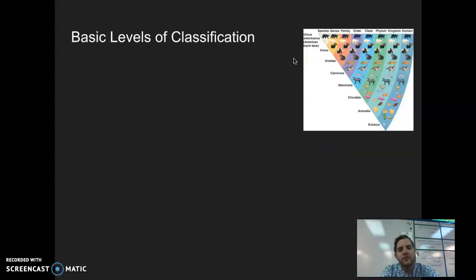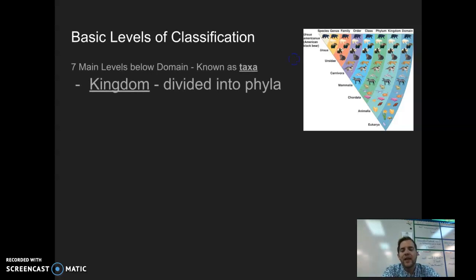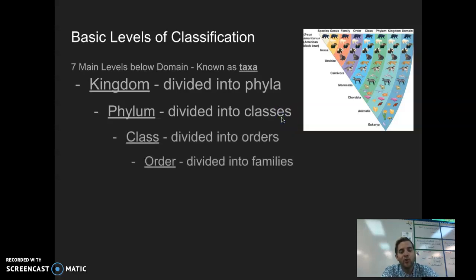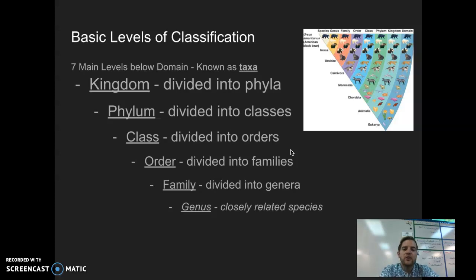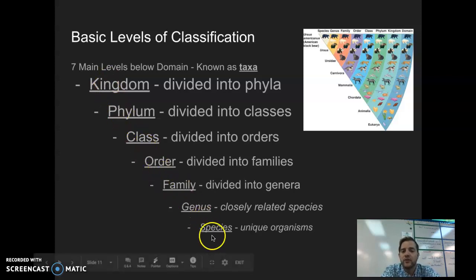So the basic levels of classification that exist, and this is a system that you'll need to memorize, these are all known as taxa. It starts with domain, but then beneath that we get kingdom. Kingdoms are divided into phyla, the plural phyla, the singular is phylum. Phylum or phyla are divided into classes. Classes are divided into orders. Orders are divided into families, which are divided into genera, which is the plural of genus. And then genus are divided into species. So you need to memorize this order: kingdom, phylum, class, order, family, genus, species.